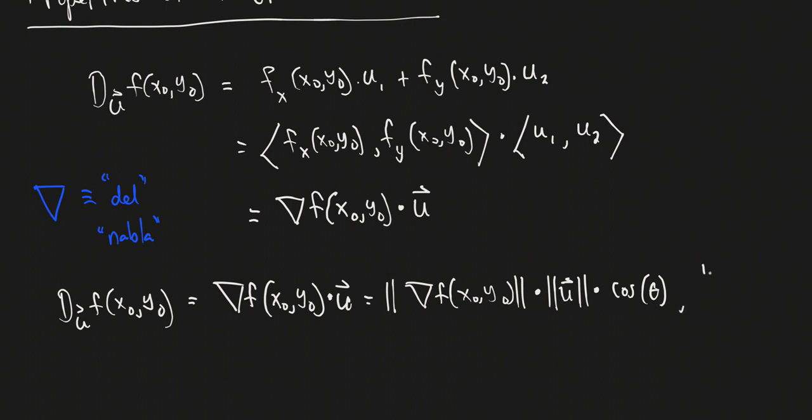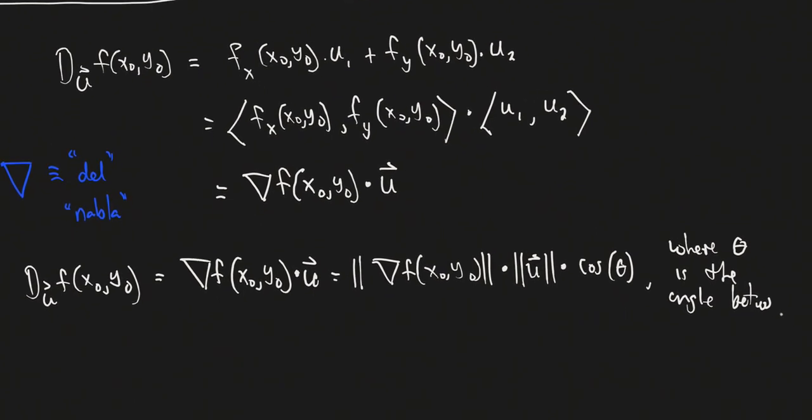So I'll just remind you, this is where theta is the angle between the gradient and u. So there we go. Up here, we've already used the algebraic version of the dot product. That's this one right here. And now we're expressing it in this alternative form in terms of magnitudes and an angle.